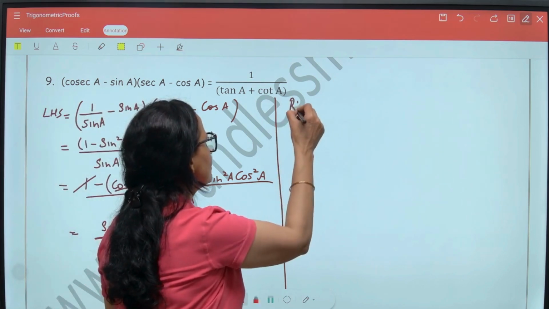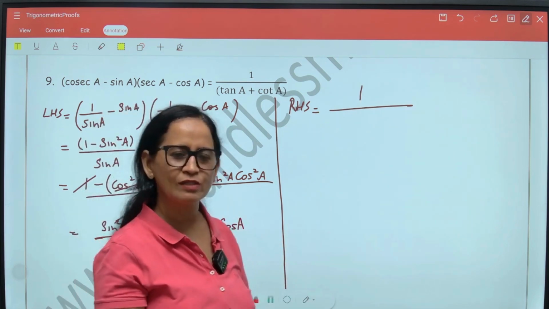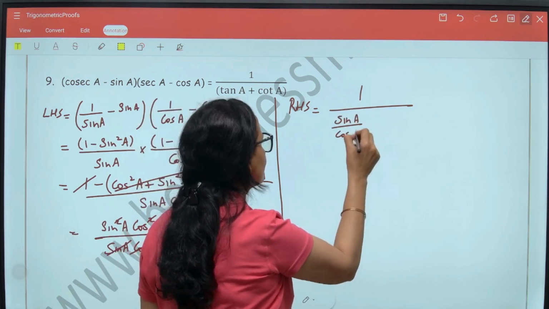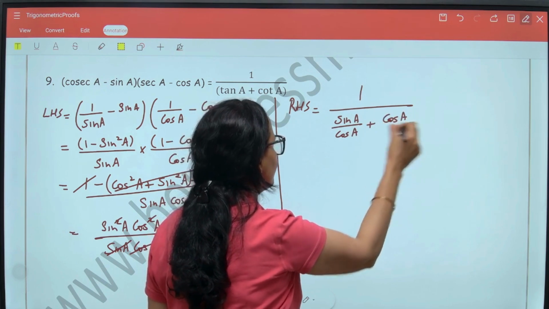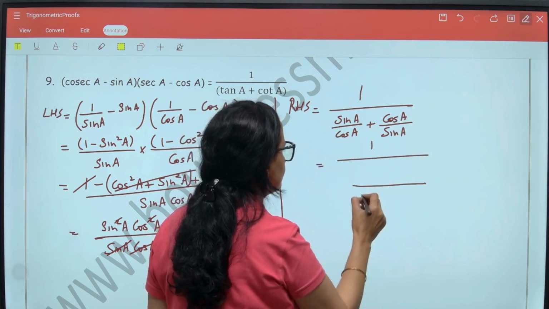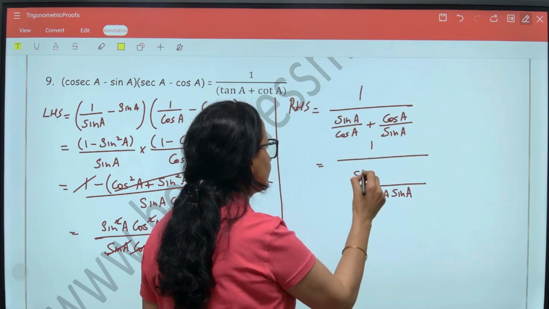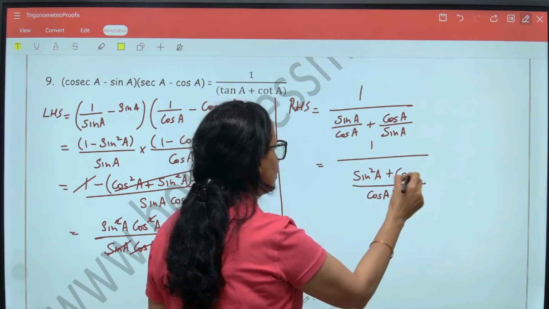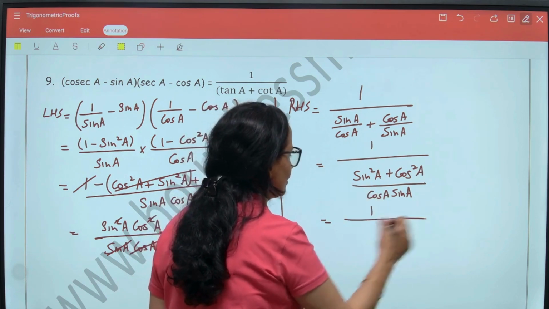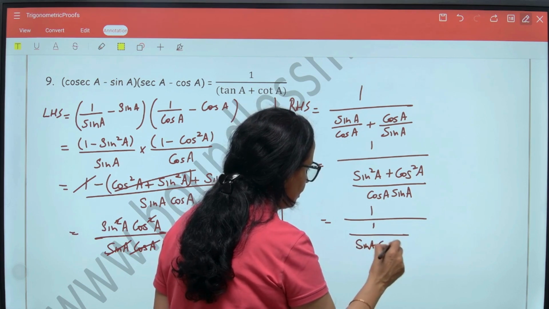So the right hand side is 1 upon tan plus cot. Convert both of them to sin and cos and simplify. Very simple. So it is sin A upon cos A plus cos A upon sin A. Take the LCM. So this becomes cos A sin A in the denominator, and we have sin²A plus cos²A. Sin²A plus cos²A is 1. Excellent. So it is 1 upon sin A into cos A.